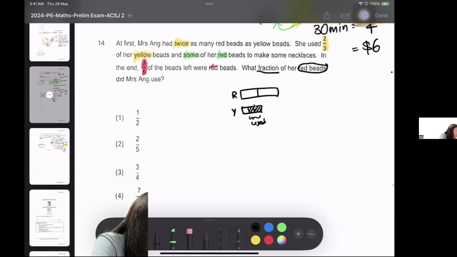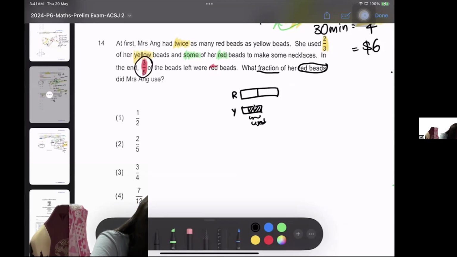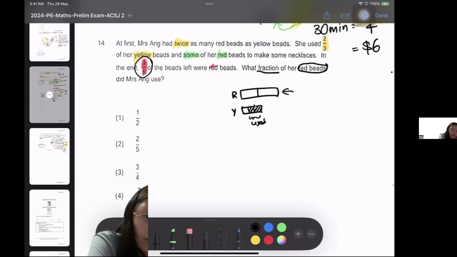Maybe we just put the sum like that. And 3/5 of the red beads were left. Because it's 3/5, I think the model is much easier. So actually you're supposed to split these 2 bars into 5 bars. So let's start again with the model drawing.